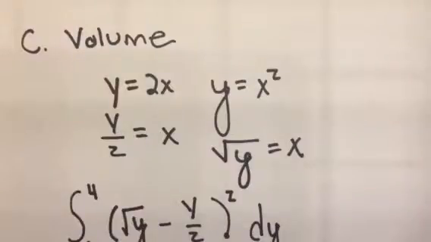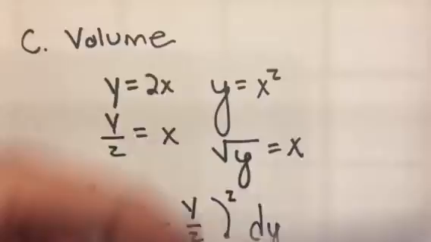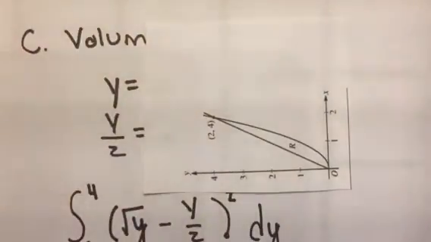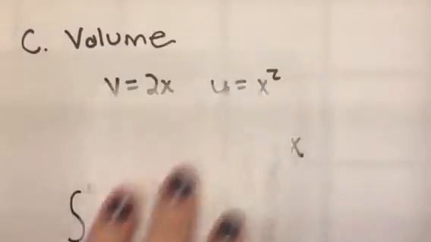So part C is a volume problem, where it's cross sections, but this time it says another solid has the same base R, but for this solid the cross sections are perpendicular to the y-axis and they are squares, and it wants us to write but not to evaluate an integral expression for the volume. So what this means is that now we're going to have to put things in terms of y, and that's going to change up our graph. So now our graph is almost rotated, and we're going to have to change our limits and the functions themselves.